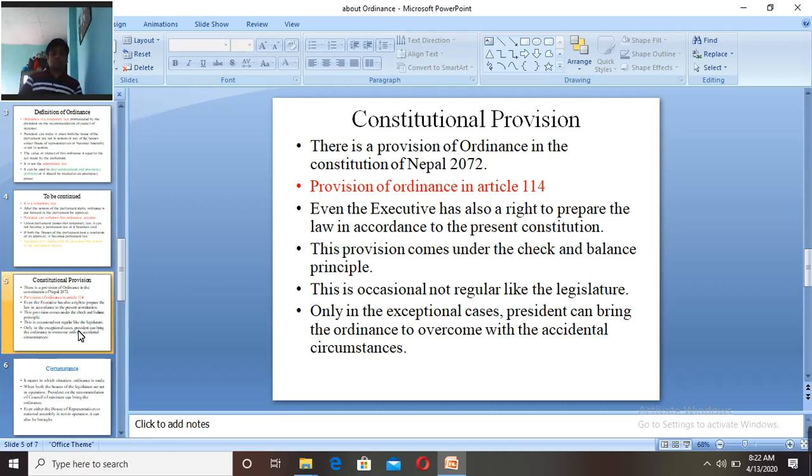Students, one thing you have to understand is that it is an occasional law. It is not a regular law like the laws made by the legislature, because the legislature is the formulator of new laws. It is not the executive that is the formulator of the laws. But in certain circumstances, the executive is given authority to make it. But the executive does not make this law regularly. Only in exceptional cases can the president bring the ordinance to overcome accidental circumstances. Already I have talked about it.